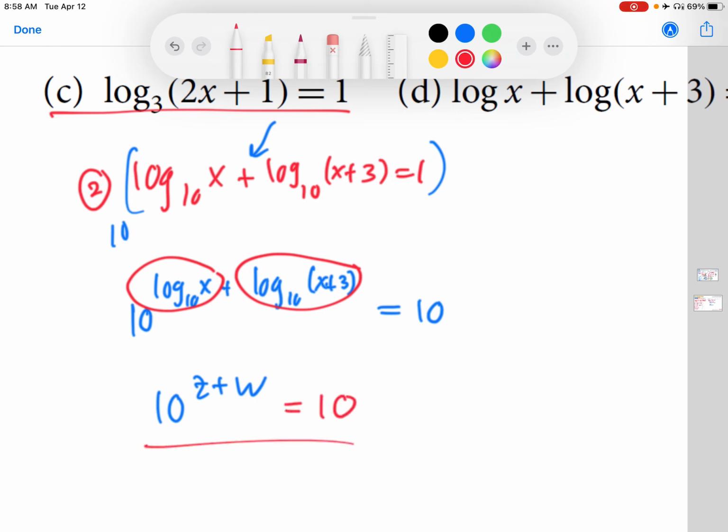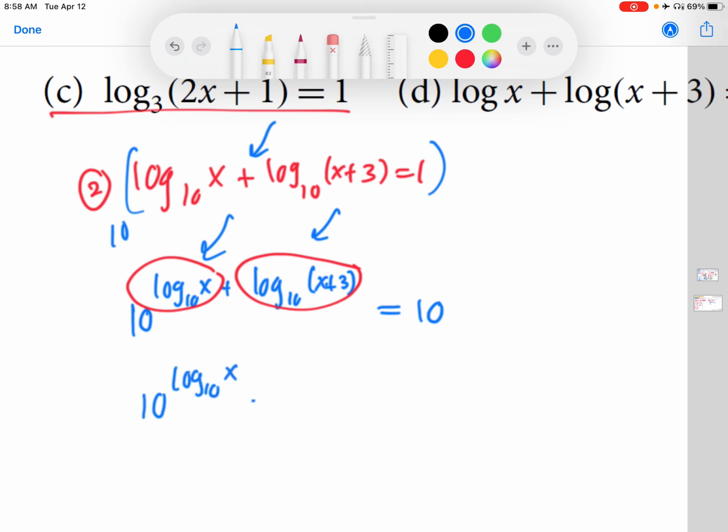If this were my equation, I could write it as 10 to the z times 10 to the w equals 10. That's what I wanted to show you, right? That's from the rules of exponents. So I'm going to use the same idea. The point is that I can now take each of these terms and put them as the exponent of their own base 10 logarithm. That's, again, from the rules of exponents, equals 10.